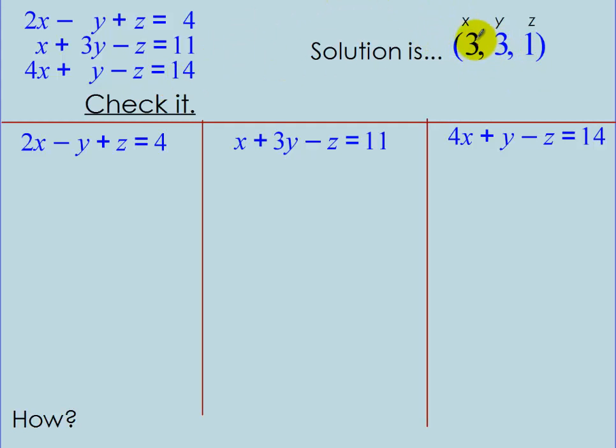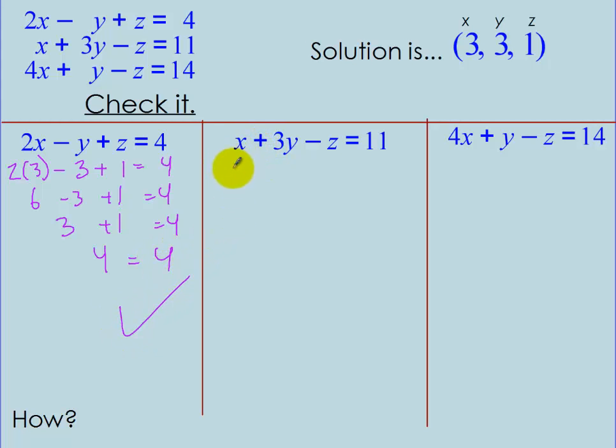So if my solution is x is 3, y is 3, z is 1, let's check it. We have to check each of these 3 equations. They should all be valid. So this is going to be 2 times 3 minus y, so minus 3 plus z, 1 equals 4. And that's going to be 6 minus 3 plus 1 equals 4. 6 minus 3 is 3 plus 1 equals 4. And that means 4 equals 4, and that checks out.